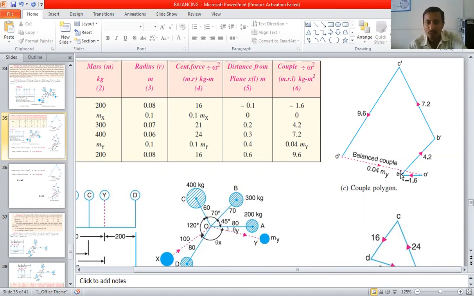Okay. Next is A dash to B dash. The next value is 0, so we leave it. Next is 4.2, mass B. The value for mass B is 4.2. That means A dash to B dash is 4.2. It is a plus value. Along this direction, the angle of mass B is 45 degrees. That is A dash B dash, 4.2. Similarly, B dash C dash is 7.2.